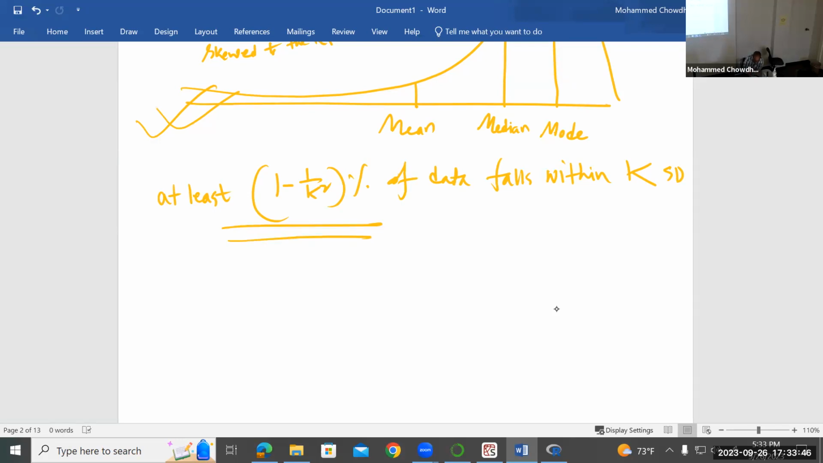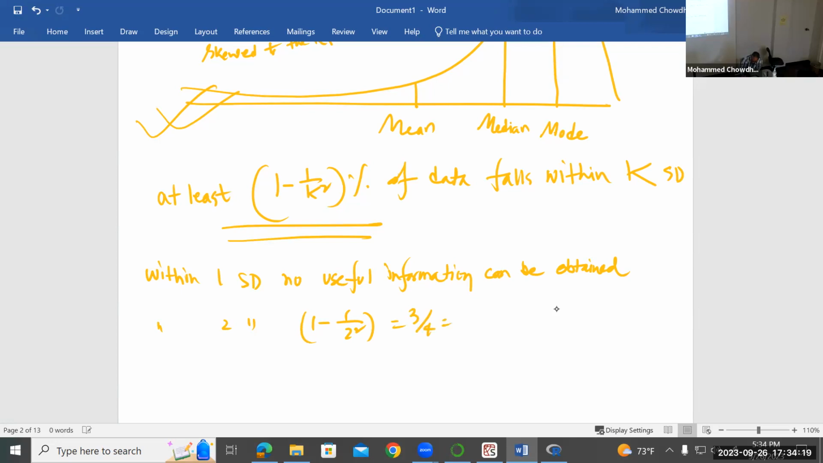So for example, within one standard deviation, no useful information can be obtained. Okay, so within two standard deviations, 1 minus 1/2 square equals 3/4 equals 75% of the data fall, at least 75% of data fall within 2 standard deviations.